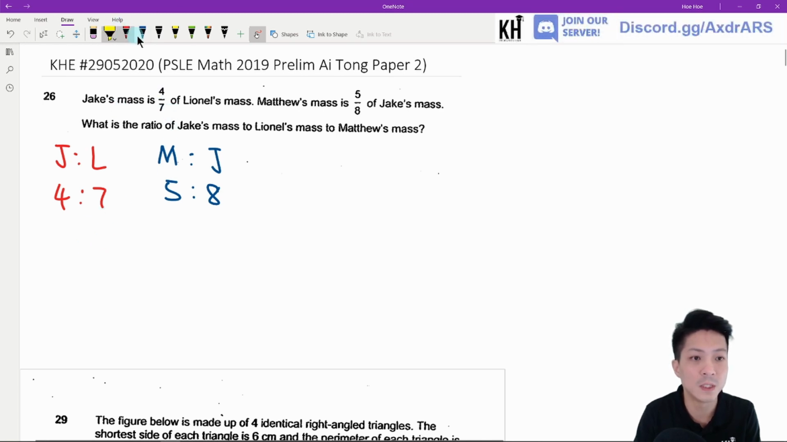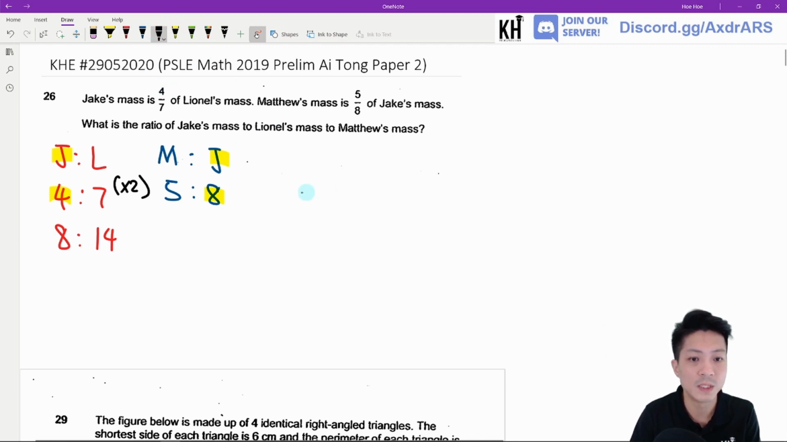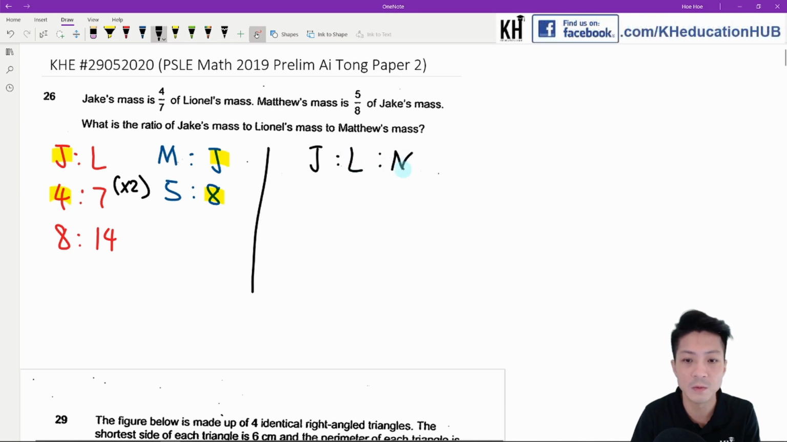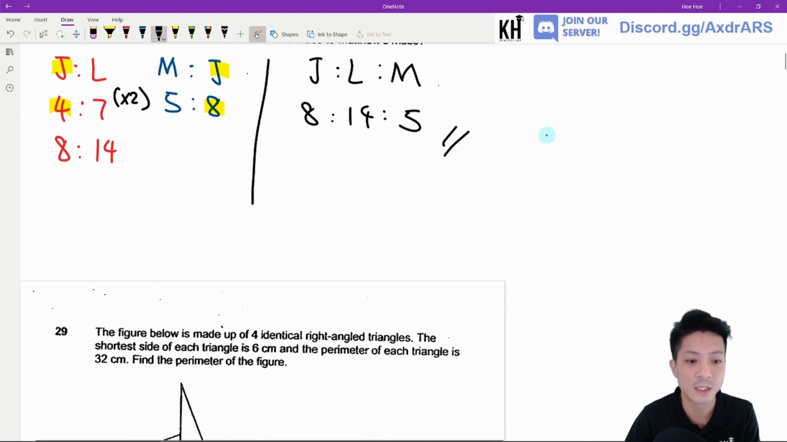So in this case, the common subject would be Jake. Okay, but over here is 8 units and over here is 4 units, which means that we're going to make them the same by multiplying this ratio by 2. So it's going to become 8:14, which means that the answer of Jake to Lionel to Matthew will be 8:14:5. Okay, this will be the answer for question 26.